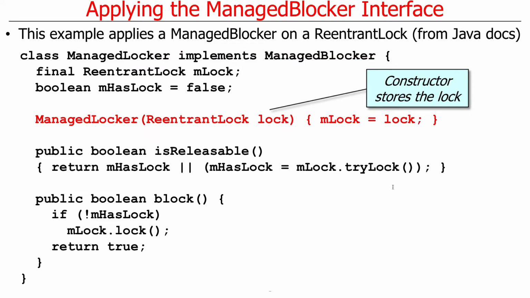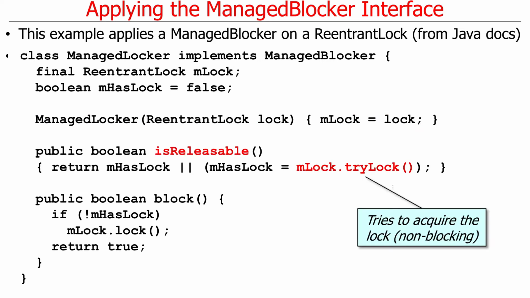So as you can see here, we've got a ReentrantLock, which is going to be passed in as a parameter. And the constructor stores the lock in a private field. We've also got a flag that keeps track of whether something has been acquired or not. IsReleasable, this is kind of clever. What it does is first it checks to see whether this flag has already been set to true. If it has been set to true, we don't have to block. If it hasn't been set to true, it attempts to try to acquire the lock without blocking.